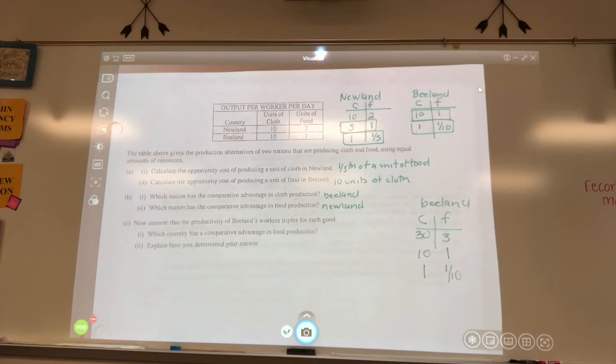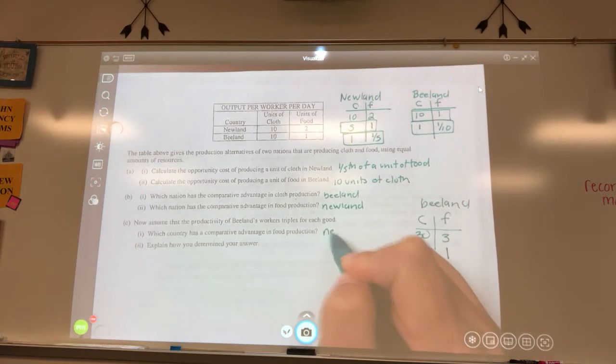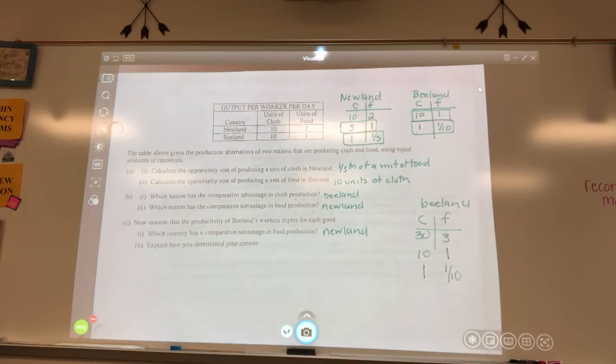Just because they triple something, does that change the ratio? No. So if they ever tell you that on AP, don't fall for their tricks. It is the same ratio. Okay, so now I showed you and I told you don't write this down because they're trying to trick you, right? So, which country has the comparative advantage in food? Well, has it changed? So who still has a comparative advantage in food? Newland. And it asks, how did you determine your answer? The opportunity cost has not changed, right? The ratio is still the same. That's all you have to say.